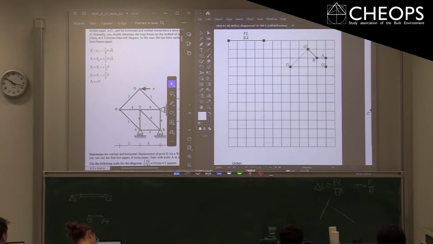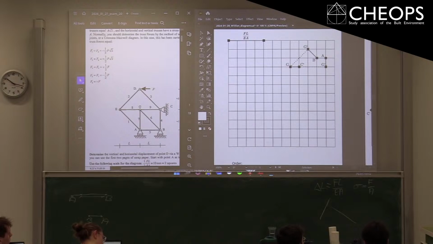From G, we can go to point C, actually. And point C is here on the right. So first, you do the same trick for that bar here. 9 is actually in tension, so it becomes longer. So G moves, well, to the left with respect to C, for example, or the other way around. And then you see that your new C is over here.